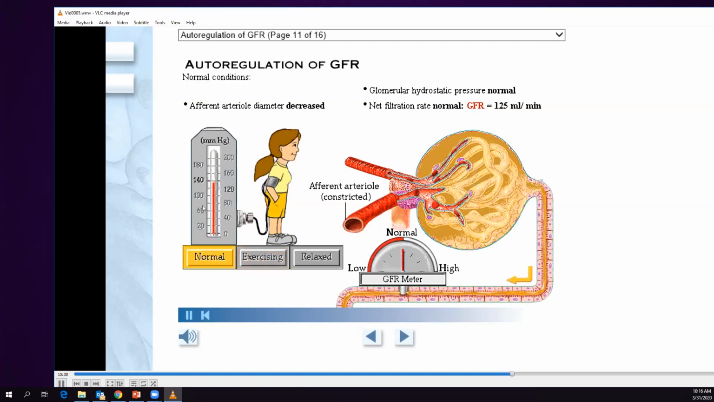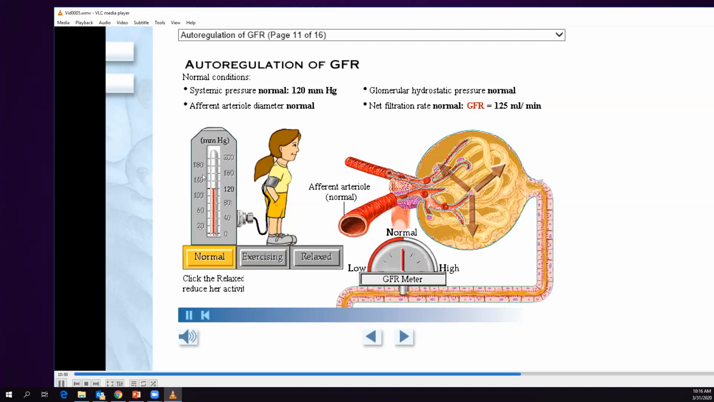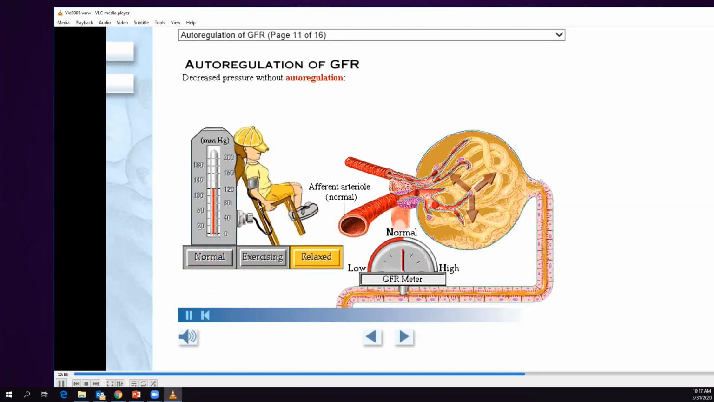Reducing the activity level returns the systemic blood pressure to 120 millimeters of mercury. The afferent arteriole dilates to maintain normal glomerular hydrostatic pressure and GFR. Now click the relaxed button to further reduce her activity level. During periods of relaxation, the systemic blood pressure may drop to 100 millimeters of mercury or lower.